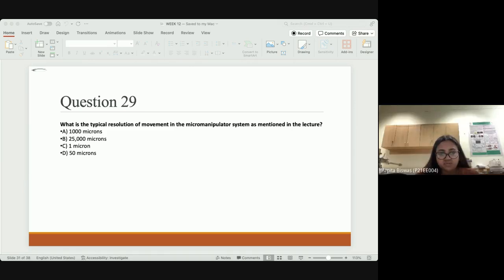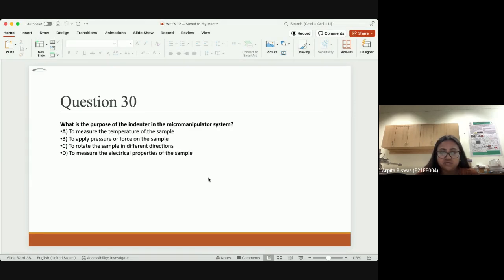So the right option is option C, 1 micron. So next move toward question number 30. What is the purpose of the indenter in the micromanipulator system? So first option is to measure the temperature of the sample. Second, to apply pressure or force on the sample. Third, to rotate the sample in different directions. And option D is to measure the electrical properties of the sample.